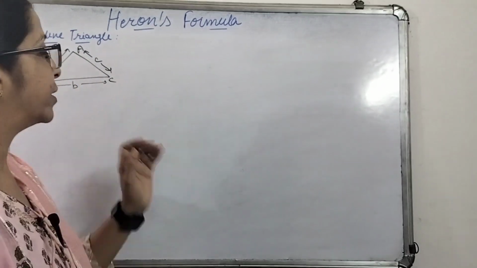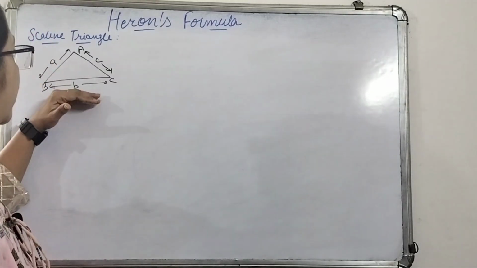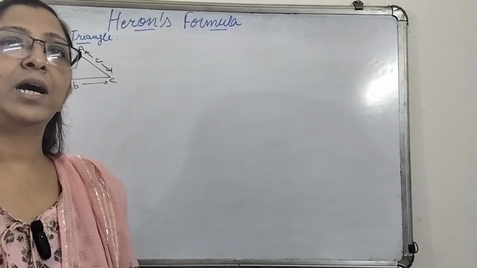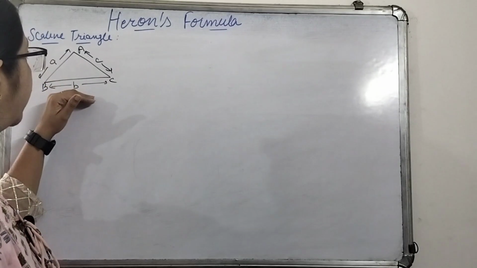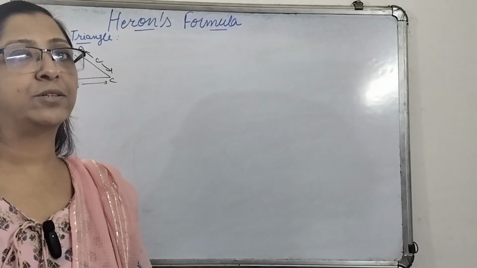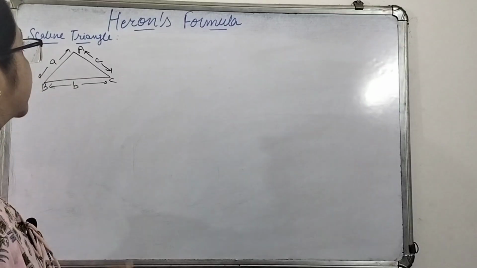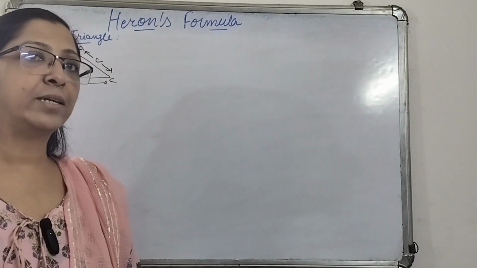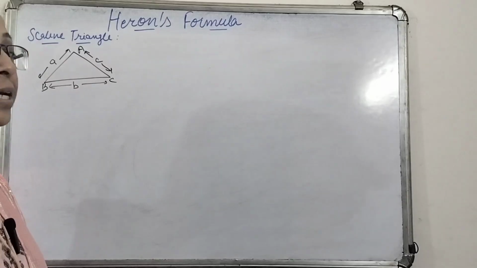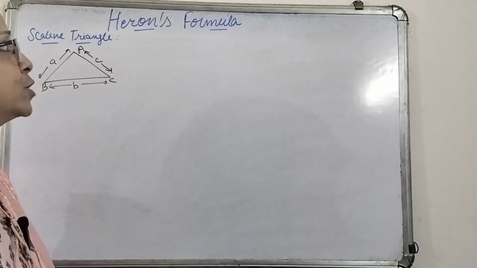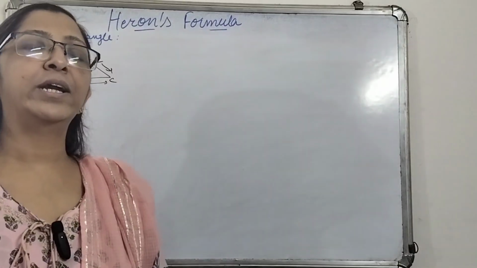In the case of an equilateral triangle and an isosceles triangle, it was very easy to find the height. If we take any side as the base, it was very easy to find the height for that corresponding base. But in the case of a scalene triangle, it is very difficult to find the height. So for these types of triangles, we have a special formula known as HERON'S formula. Using HERON'S formula, we can find the area of these types of triangles also.